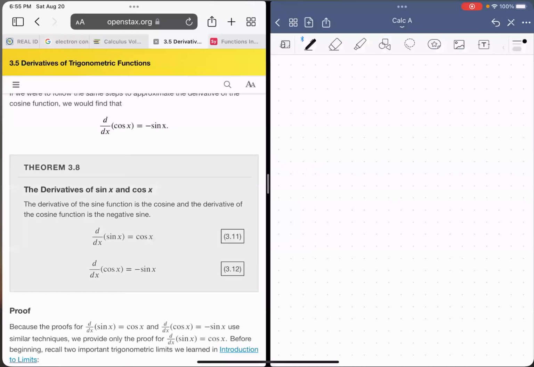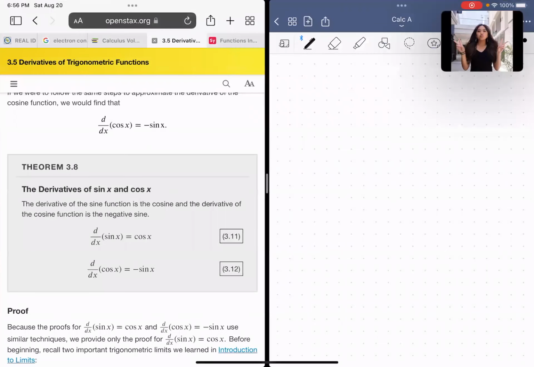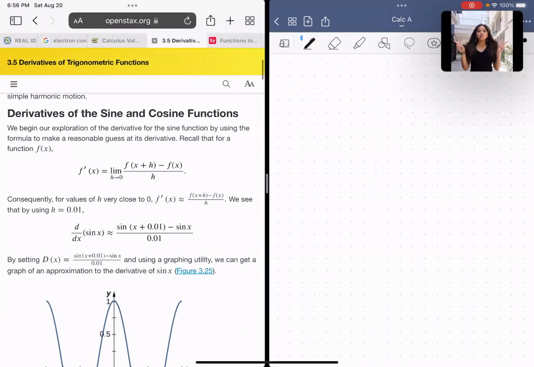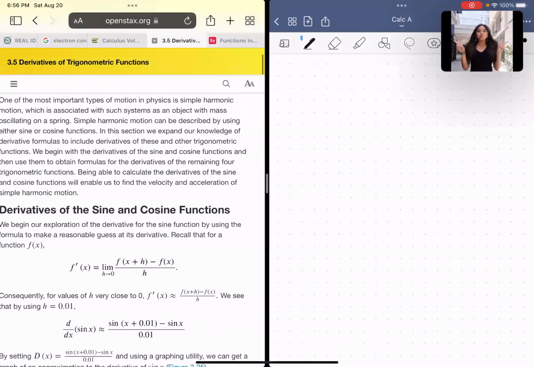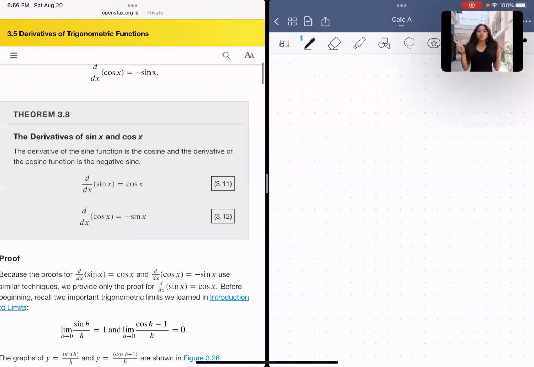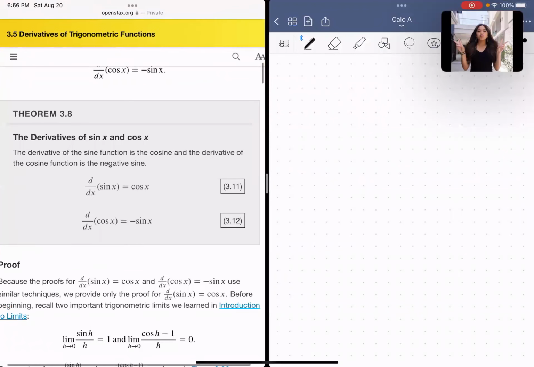Hello everyone, today we are going to go over chapter 3.5 of the volume 1 OpenStax calculus textbook. Today I'm going to introduce the theorem of the derivatives of sine and cosine, and then we're going to go over a couple of relatively easy problems.